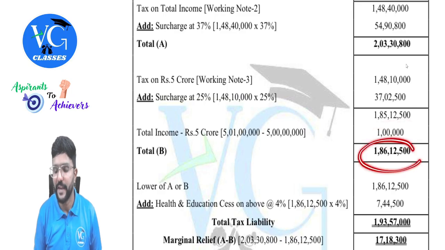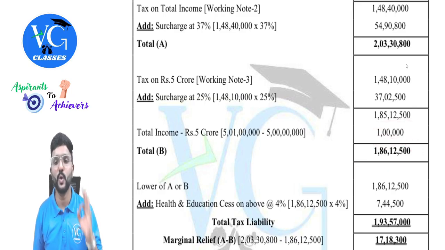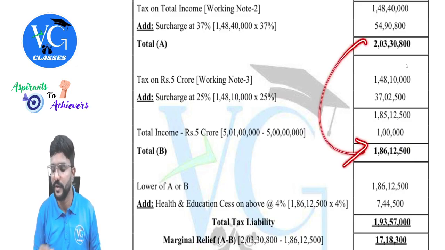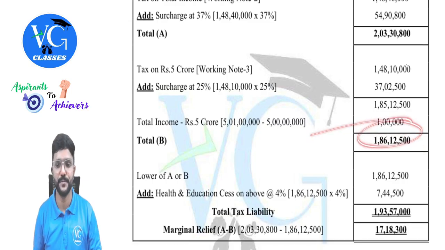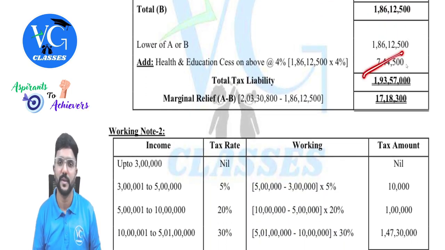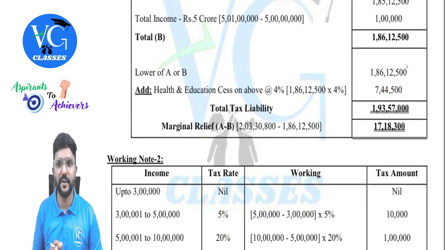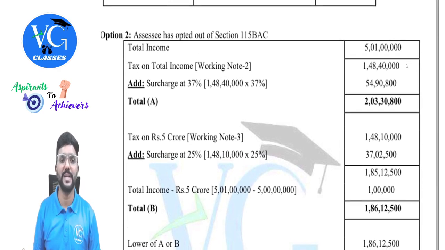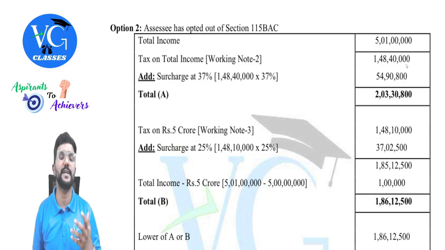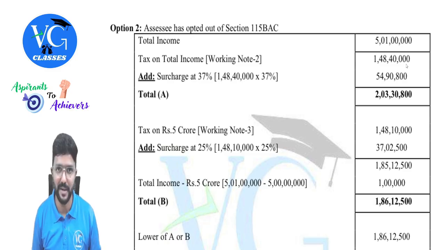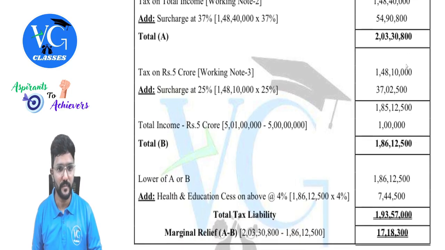So now we are deriving B. How much is that? 1 crore 86 lakh 12,500. So whichever is lower, we need to pay. So this is lower, guys. Plus 4% cess. We will pay it. Is relief available? Yes. As B is lower than A, to the extent of the difference, marginal relief is available, guys. Is that clear?